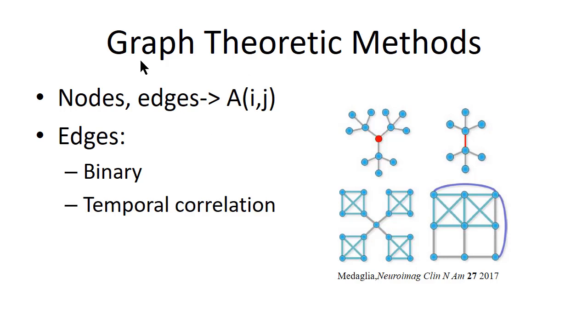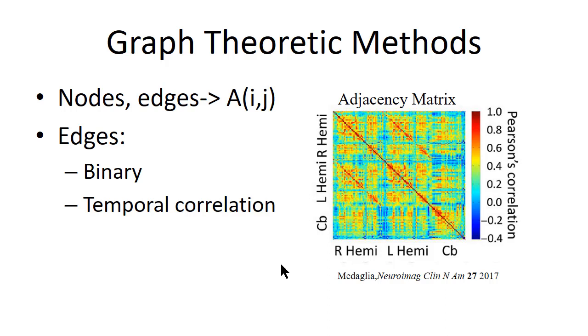As I said, you start with nodes and edges. These edges can be binary, that is, there's no connection, 0, or there is a connection. More typically, you use the temporal correlation between the nodes in a resting state analysis. Most of what I'm talking about came from a review published in Neuroimaging Clinics of North America by Medaglia, and I encourage you to look at it. So here's an example of an adjacency matrix: right hemisphere, left hemisphere, cerebellum.